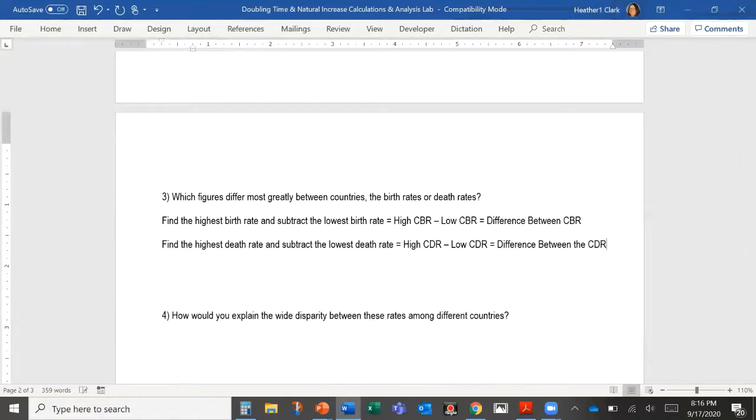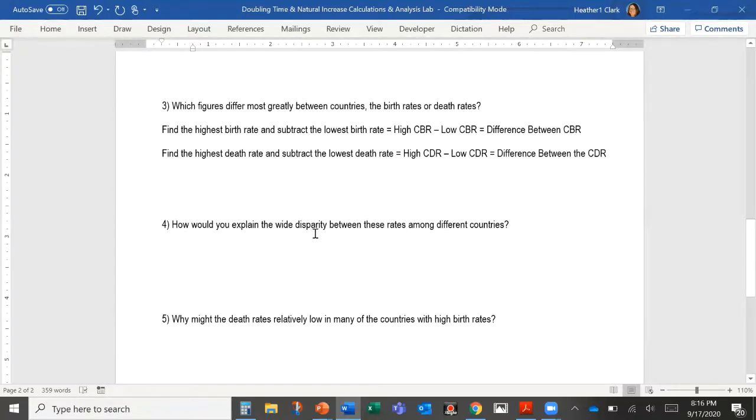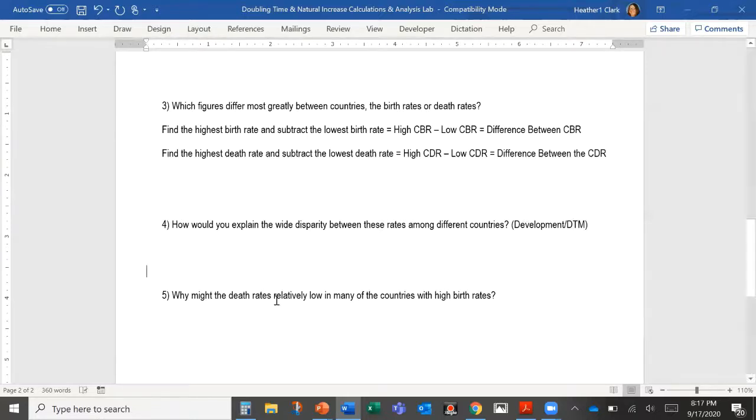All right. So number 4, how would you explain the disparity, the difference between these two sections here? So why would this one be different than this one? And then you would explain it. And this has to do with development and DTM again. So why might the death rates be relatively low in many of the countries with high birth rates? So talk about death rates versus birth rates. This has to do with demographic transition model.